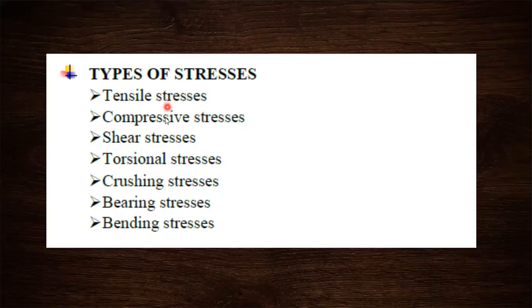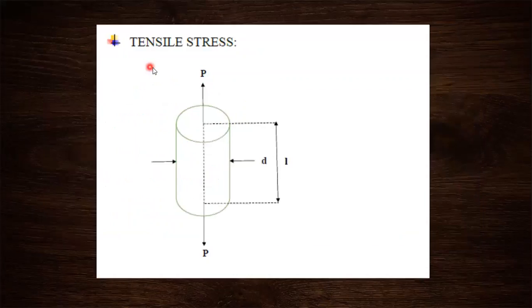Starting will be the tensile stress. Just have a look at this diagram. In this diagram, a rod is subjected to forces at both the ends, and the diameter of the rod is small d and the length of the rod is small l. A rod is subjected to an upward force, and downwards, a rod is subjected to a downward force. But note that the value of the load is the same on both the sides; the only difference is the direction.